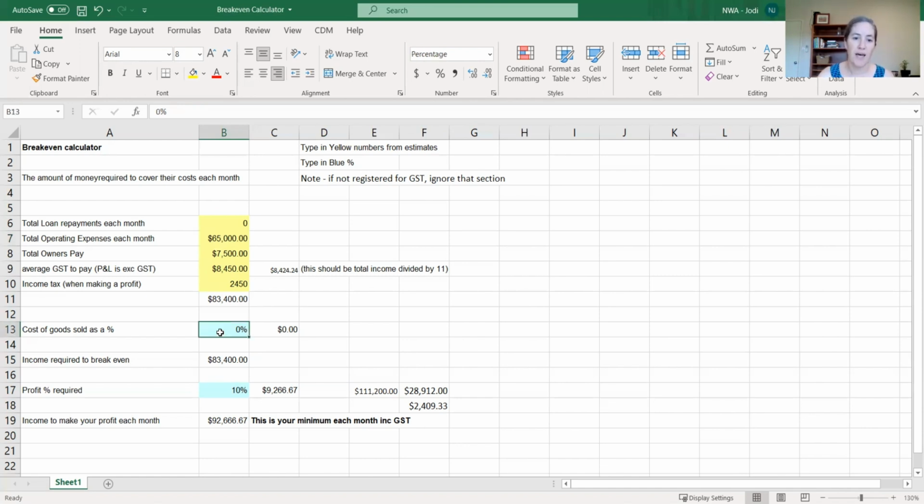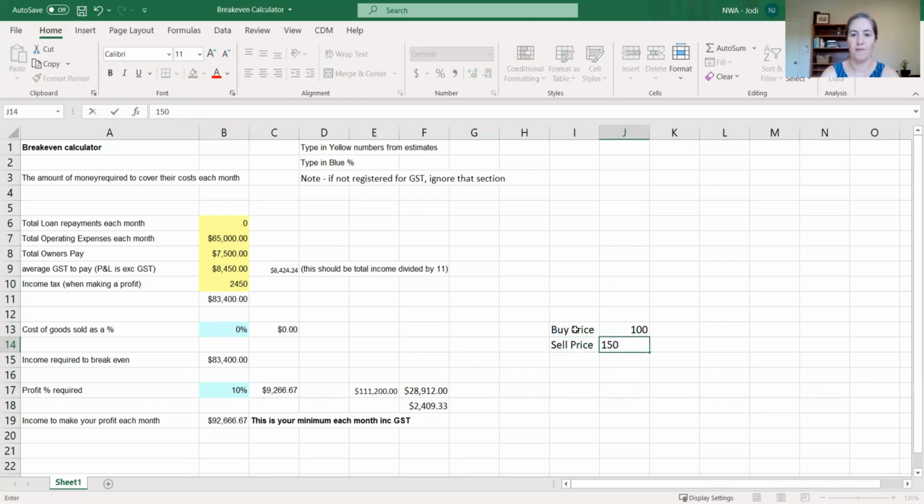So you'll generally find that you've got an average percent based on the history of your business or based on your industry average. So you would buy things for $100 and be able to sell them for $150. So that markup of $50 would be a markup, but it's not necessarily your cost of goods sold. So I want to show you that over here as well. So my price is 100, sell price 150.